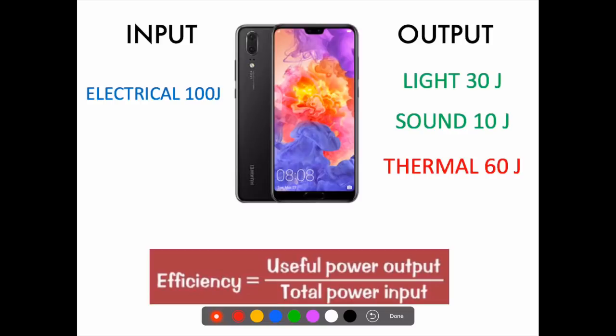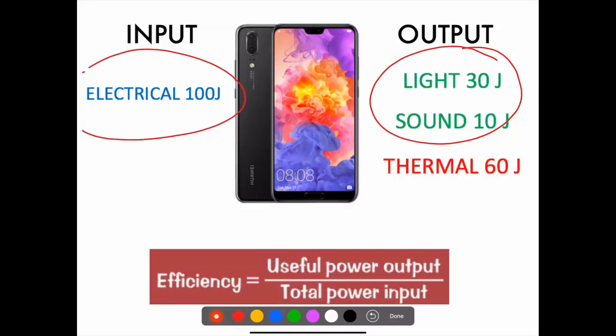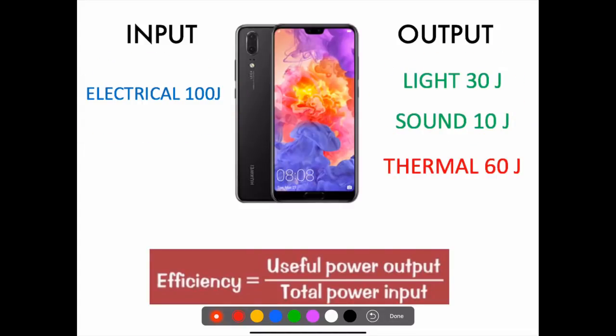Now, if you were to calculate efficiency, that would be useful divided by total input. So in this case, it'll be 40 over 100. Now you can leave it as a decimal or you can times it by 100 to give it to you as a percentage.